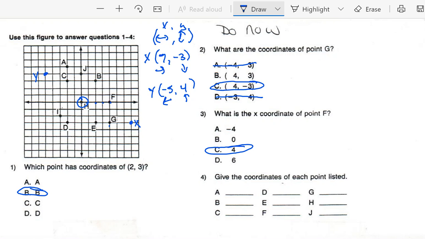Give the coordinates of each point listed. I'll just put these quickly. If you want to, pause the video and take a second to list out the points to see if you get them correctly before you unpause it. For A, it's going to be 2 to the left, so it's -2. And then it's up 1, 2, 3, 4, 5. So it's (-2, 5).